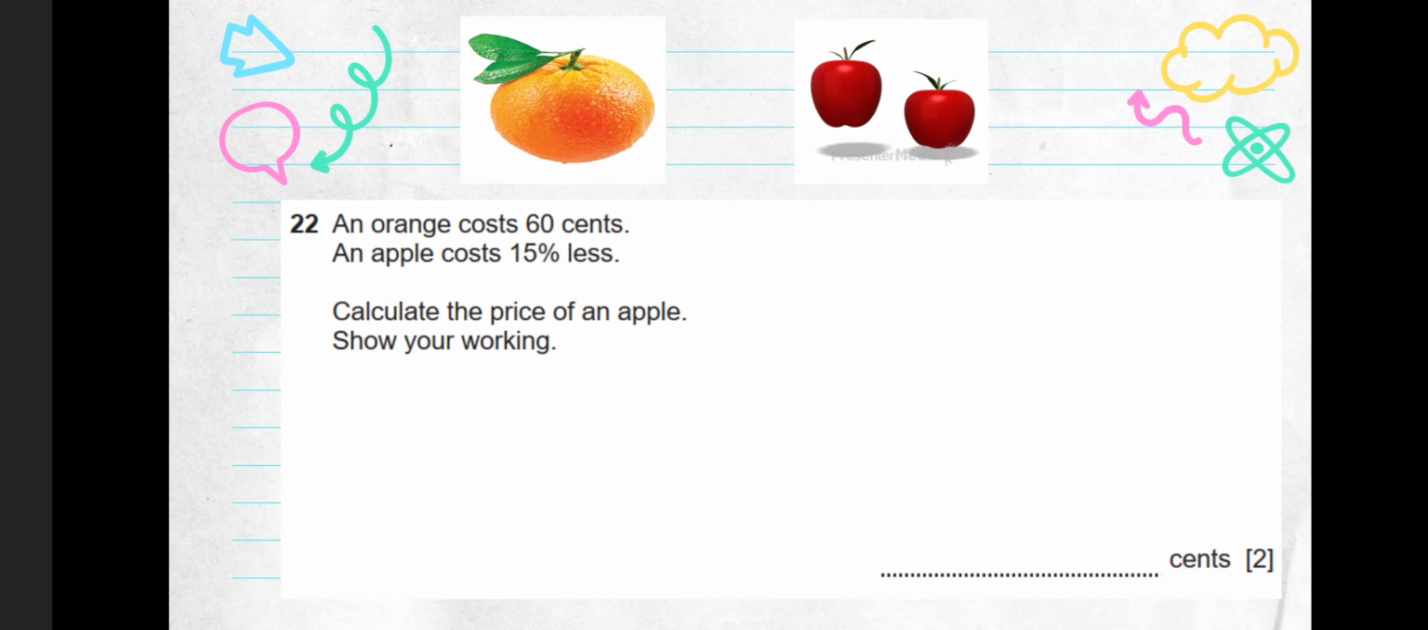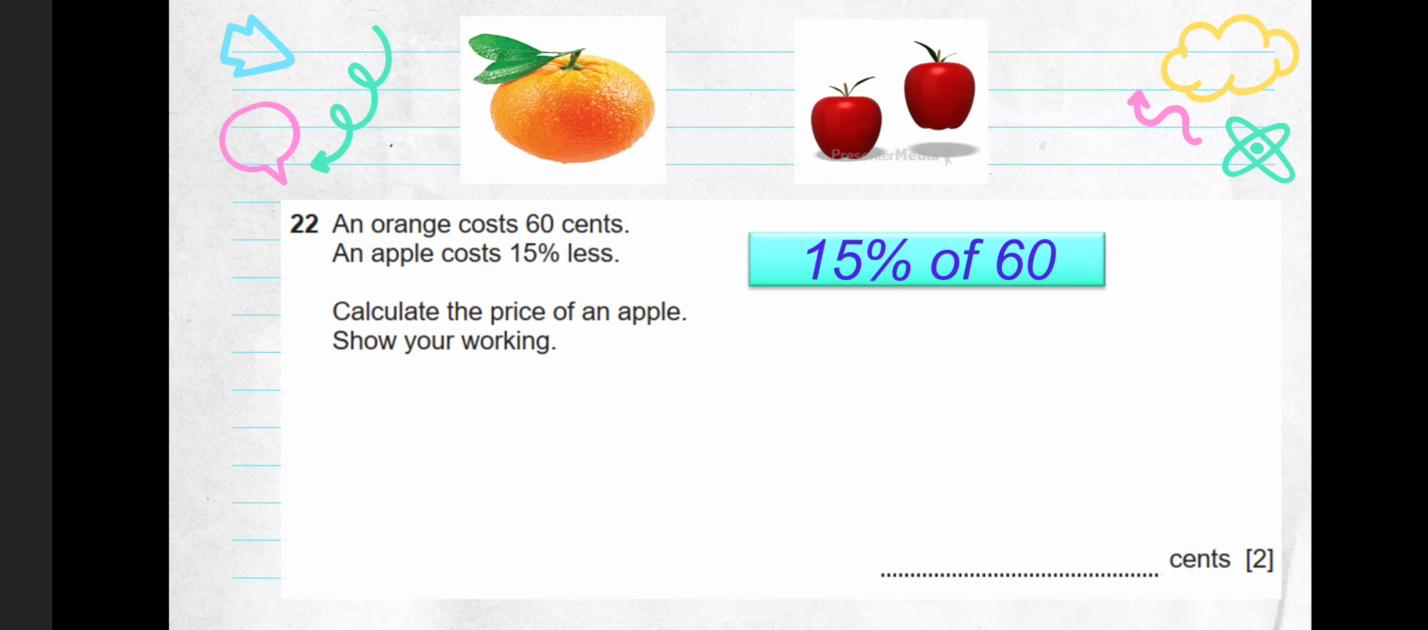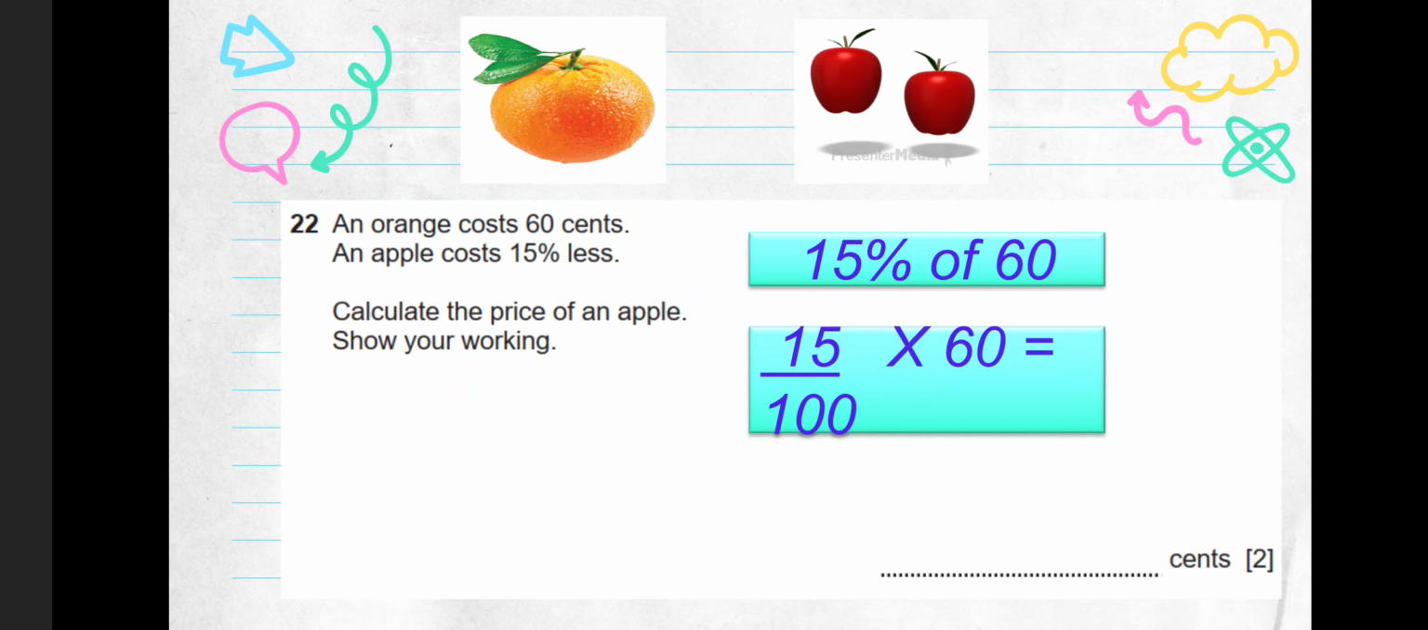An orange costs 60 cents, an apple costs 15% less than the 60. The first thing I need to know is what is 15% of 60. Percent means 15 over 100. So this would be 15 over 100 times 60. So we can cross out the 0 from here with the 0 from here. So I can say 15 times 6, which will be 90.